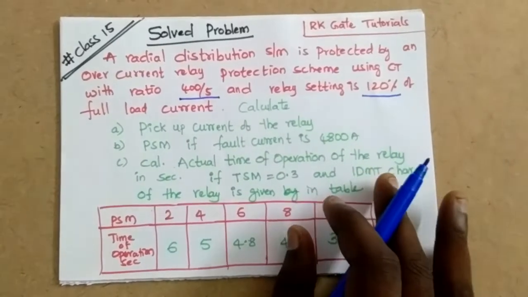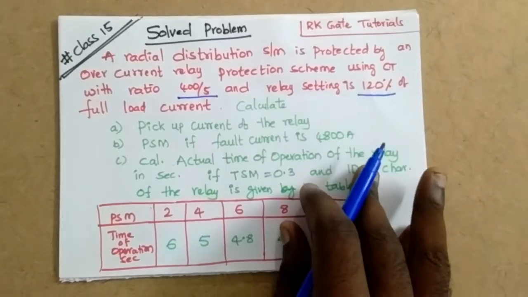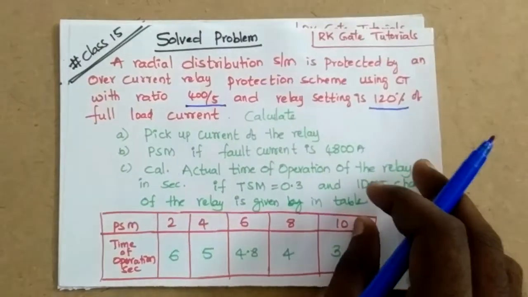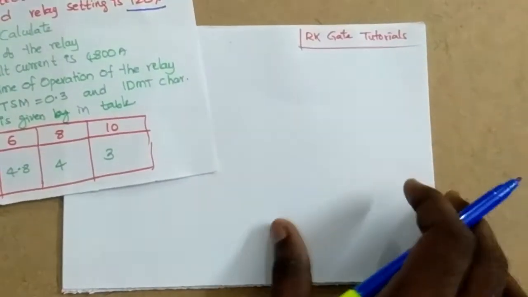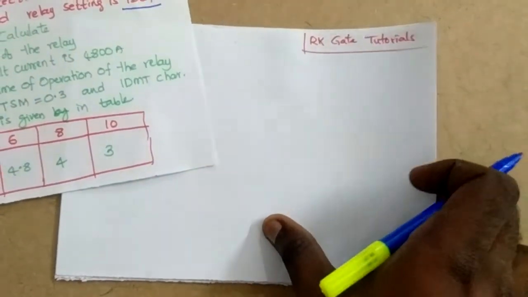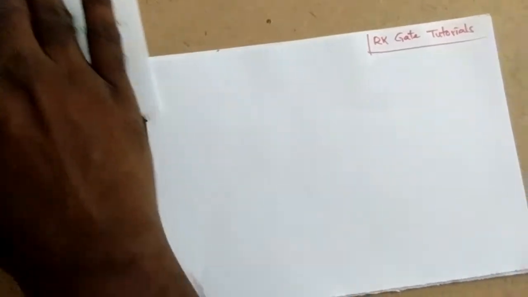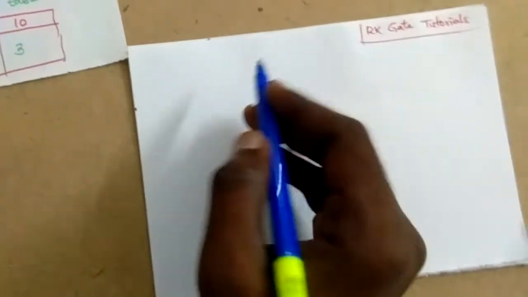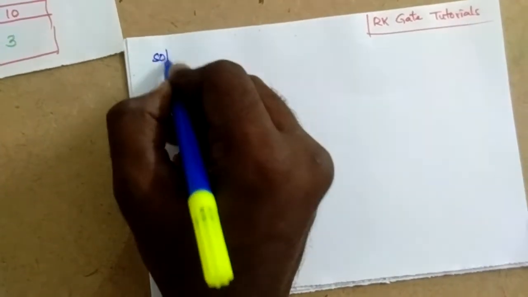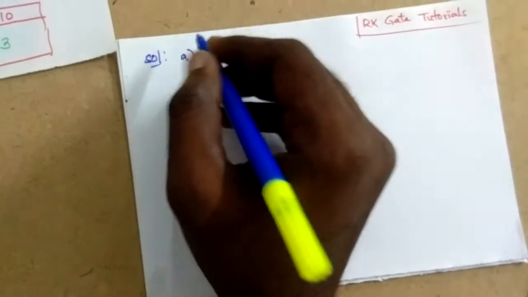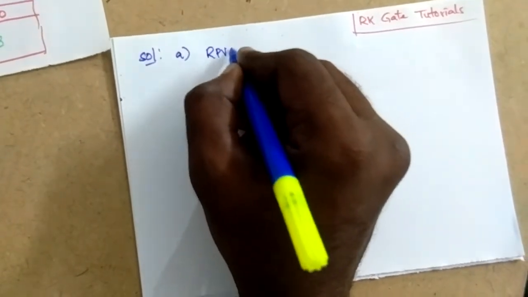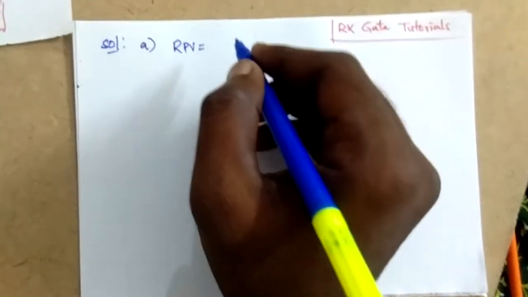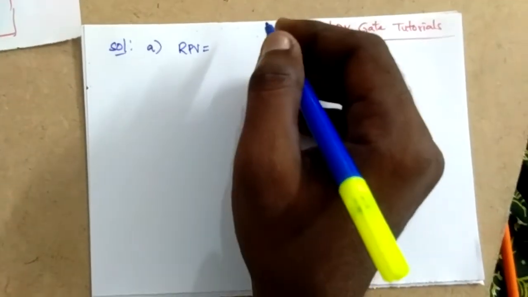So now let us calculate one by one. First let us calculate the first one, the pickup current of the relay. Coming to the solution, A, pickup current is nothing but RPV. We might be knowing the formula for pickup current. What is the pickup current formula?